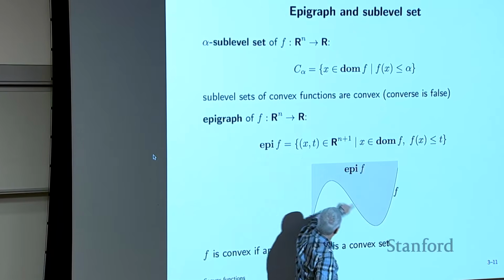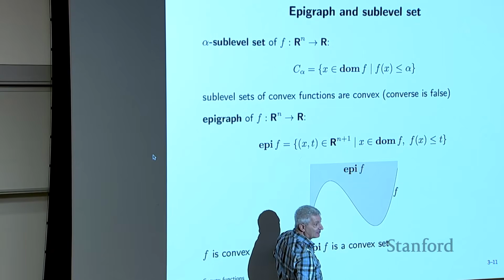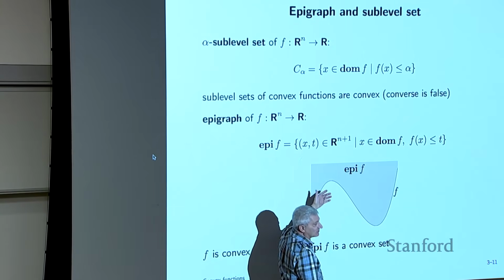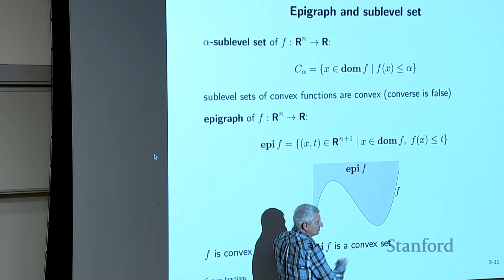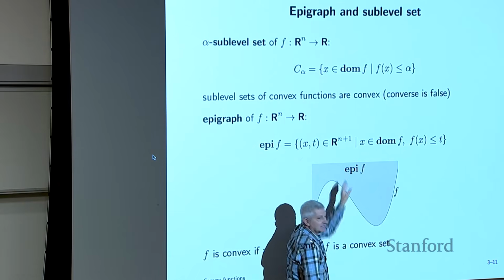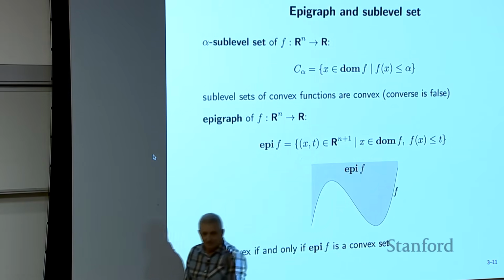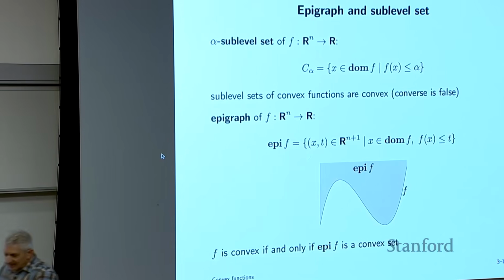This dark curve is what we'd call its graph. Here n is 1, so it's in R2. And the epigraph is this shaded thing. That's the epigraph, okay? And it's kind of interesting.